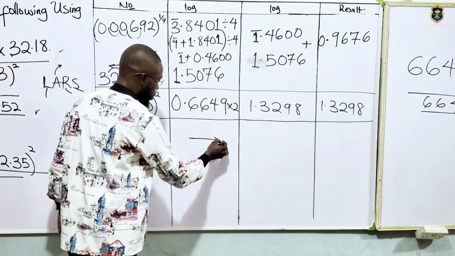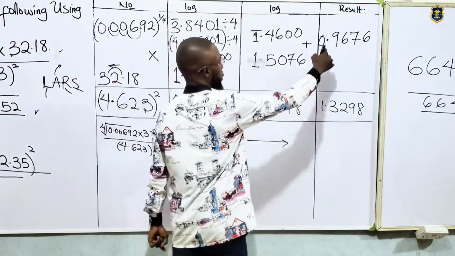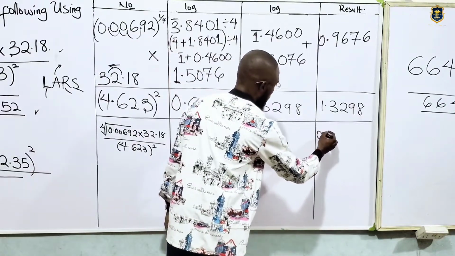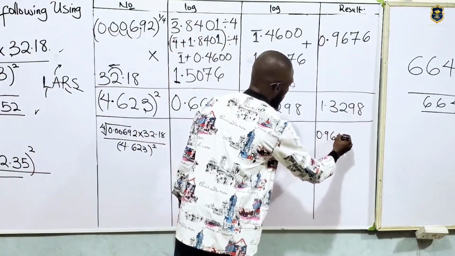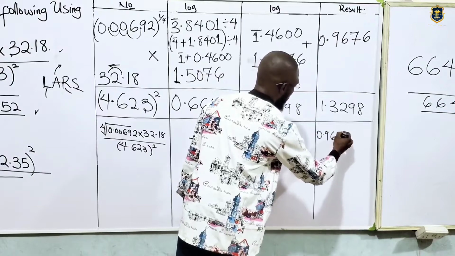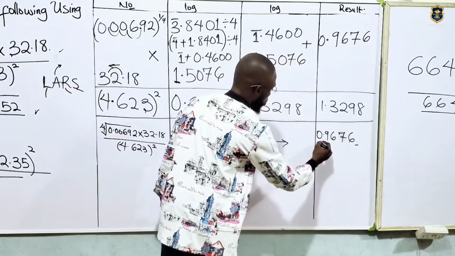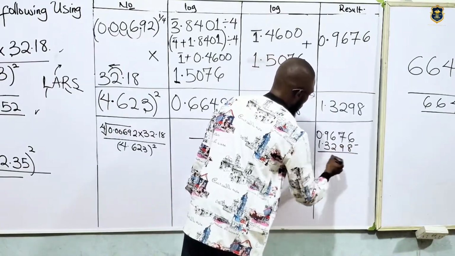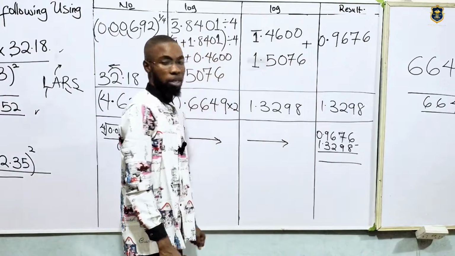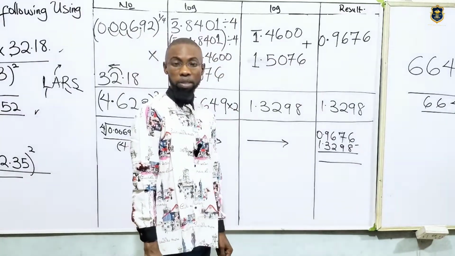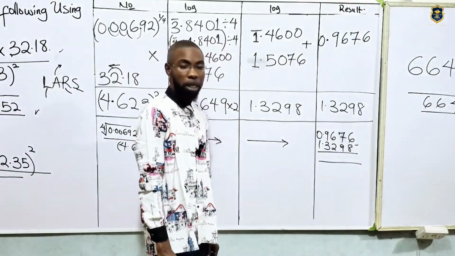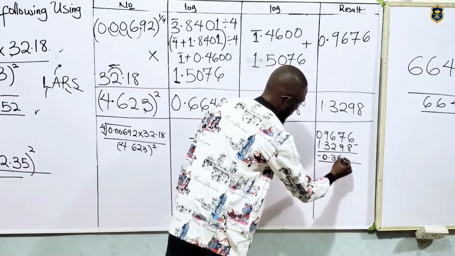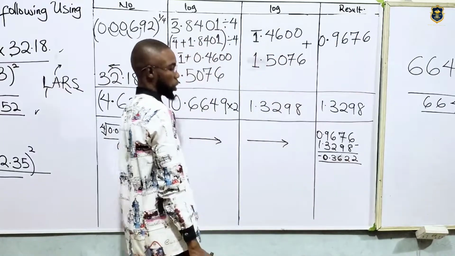So the result of both will be what? It will be this minus this. So with your calculator, try 0.9676 minus 1.3298. What did you get? 0.9676 minus 1.3298. You're going to get minus 0.3622. That's what you're going to get.